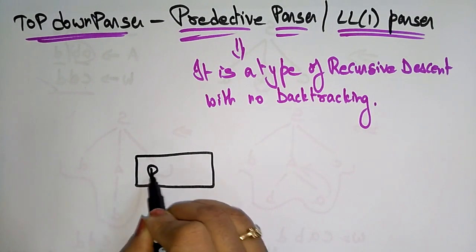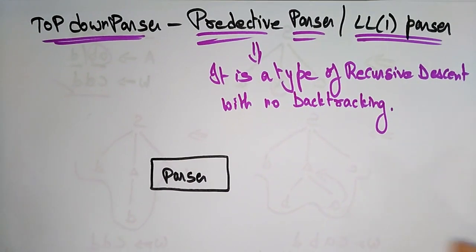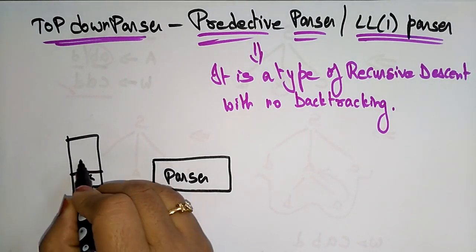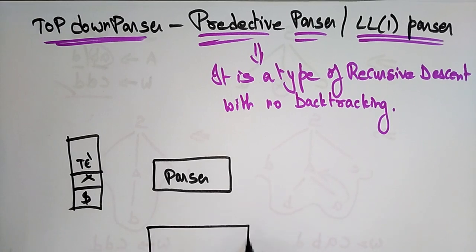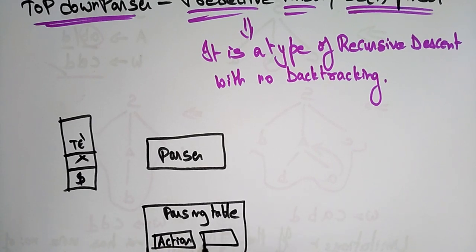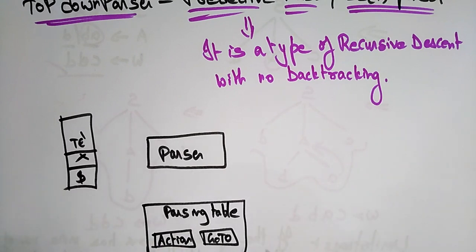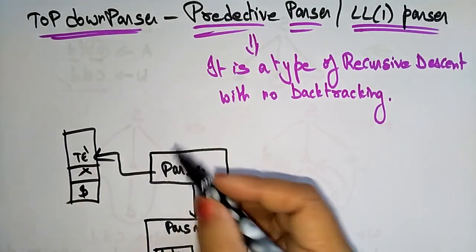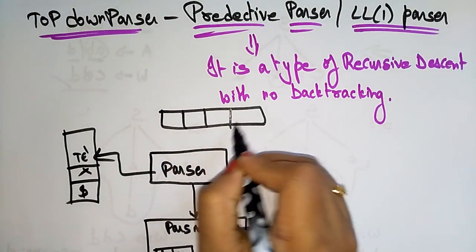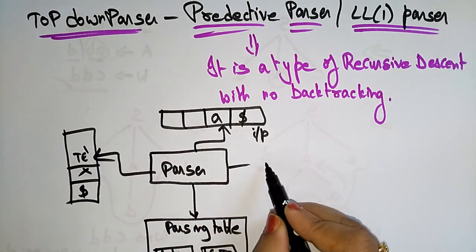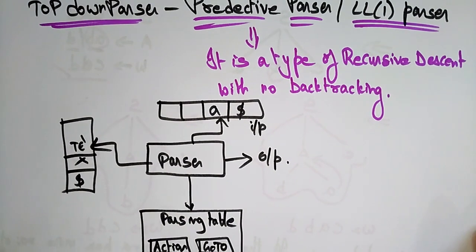Let's take this as a parser. It's a structure, the structure of the predictive parser. Here I am placing one stack, and a parsing table is there. The parsing table consists of some rows and columns like action and goto, that is, what action you have to take and where it has to go. For the parser, there is some input. Let's take A as a terminal. This is an input, and this is an output. The parser reads the input and gives the output. This is the structure of the predictive parser.